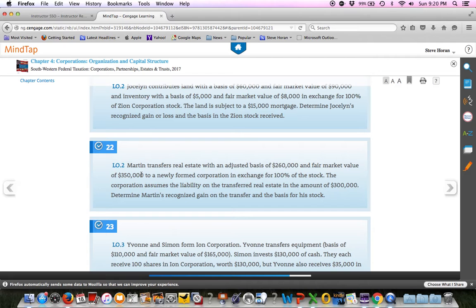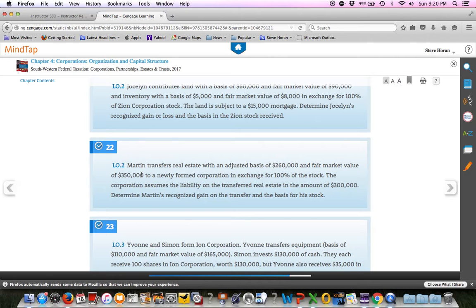The basis of his stock, though, is 0. And the reason the basis is 0 is the basis is 260. The release of the liability was 300,000. And then the gain recognized is 40,000. And the gain recognized is the 300,000 minus the 260.